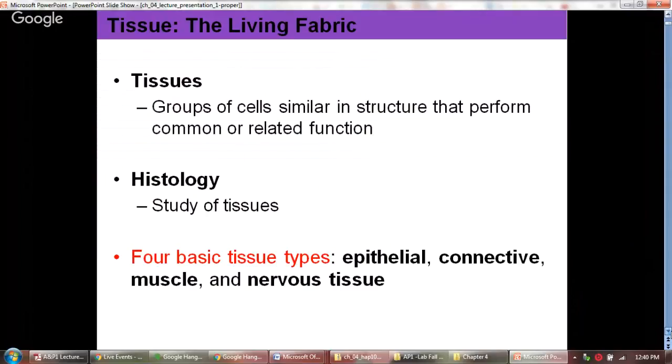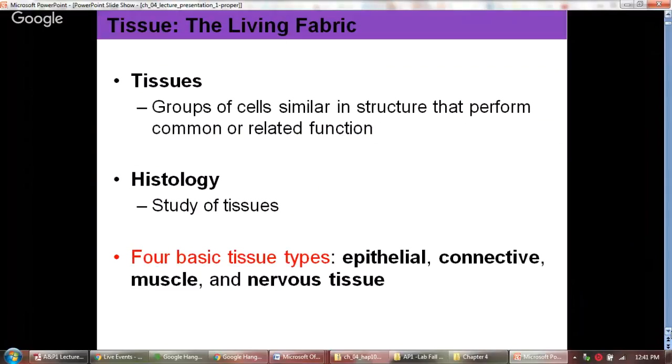So in this chapter we are going to talk about different types of tissues as well as where they are located and their functions. Tissue we can define as a group of cells which have a similar structure related to a common function. And histology defines the study of tissues.